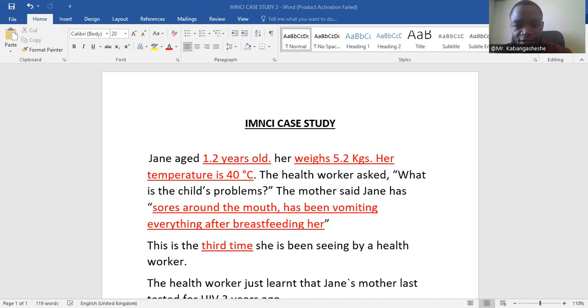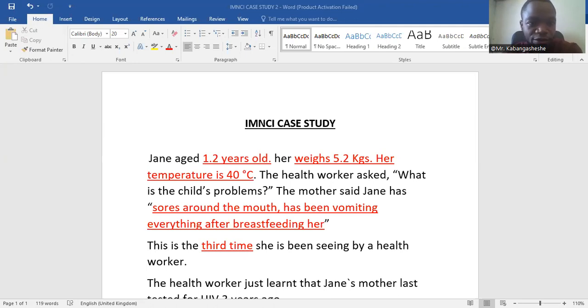What is causing the fever? If it's negative, then malaria is not there. There could be other problems causing the fever. Okay, but this is a high malaria endemic region, Southern Africa. So you ask now, for how long has this child been having fever?